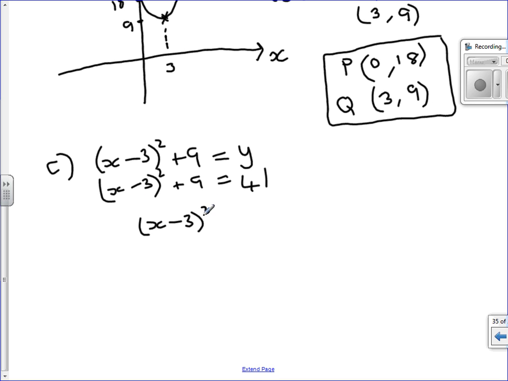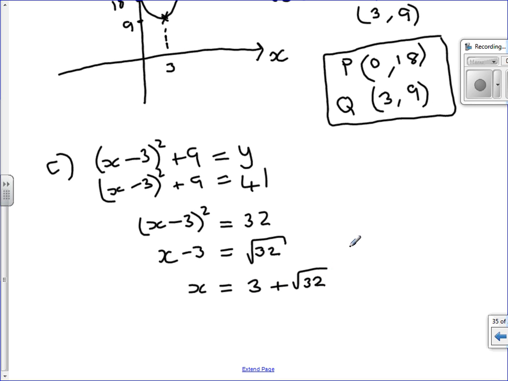So if we subtract 9, 32, we square root both sides, got root 32. Now, looking back at that question, it just asked for the positive root, so we're not interested in the negative root. If we move the 3 over, got 3 plus root 32. We can simplify that third.